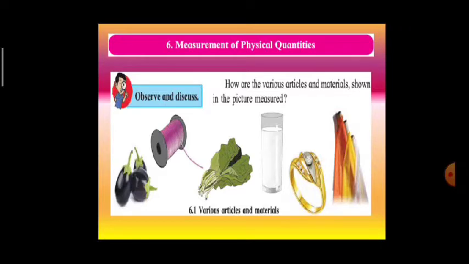24 carats means 100% pure gold. In case of diamond, carat is the measure of the mass of the diamond. 1 carat diamond is equal to 0.20 gram or 200 milligram. The cloth is measured in meters.